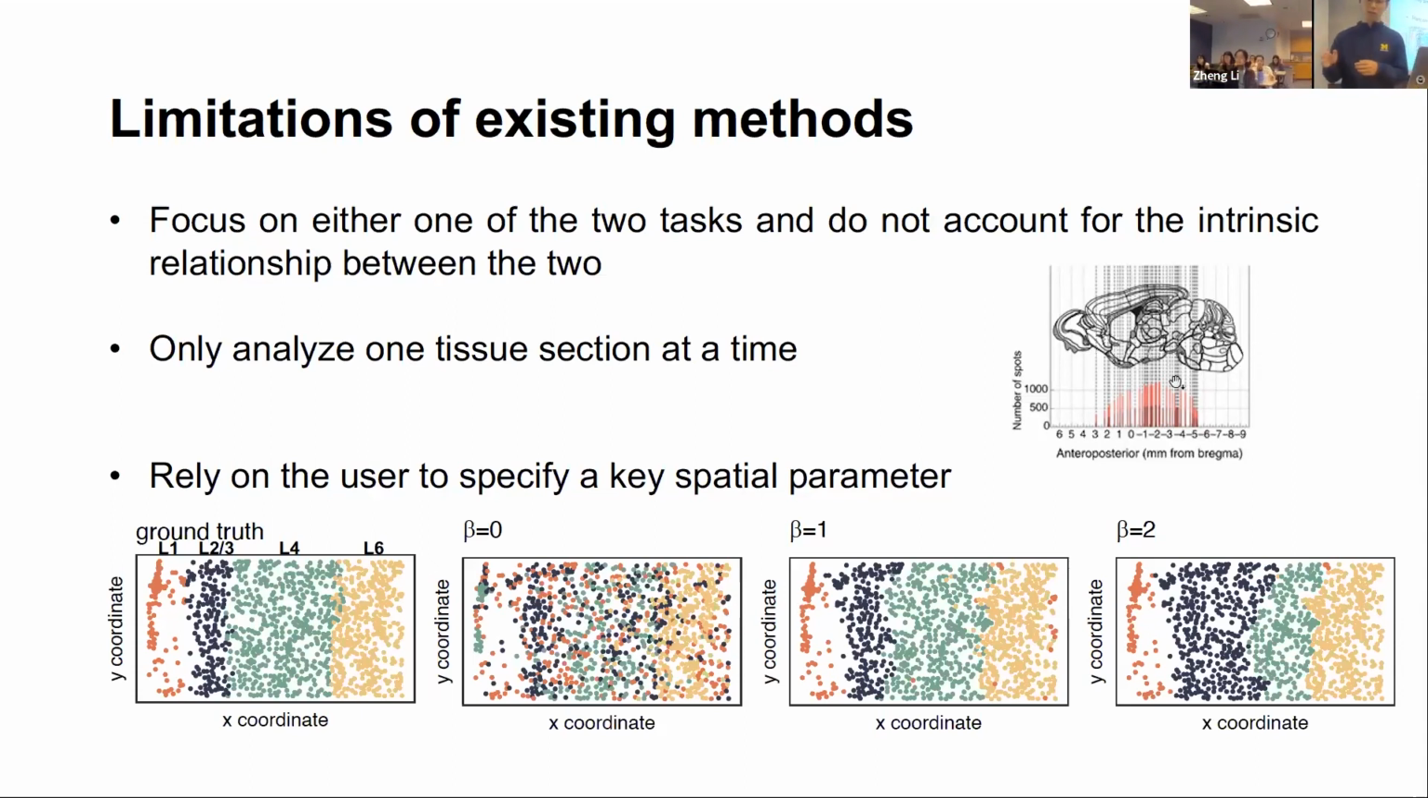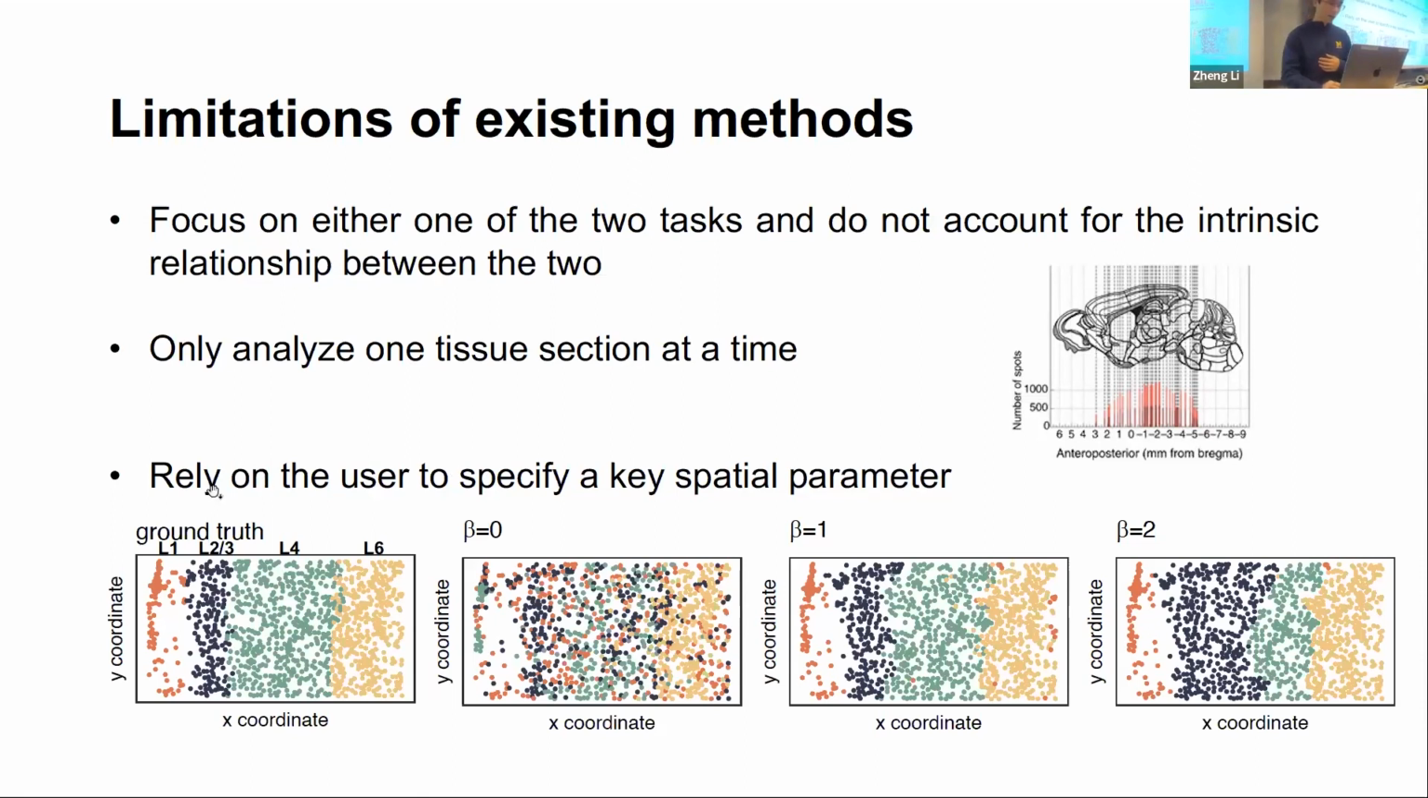And in certain cases, different tissue sections are measured in different subjects, like in different mice, but in the same tissue type. So no matter whether it's measured in the same subject or different subjects, they are supposed to have similar cell type composition and spatial domains. So we can essentially leverage this information across these multiple tissue sections to help us improve these 2 analyses.